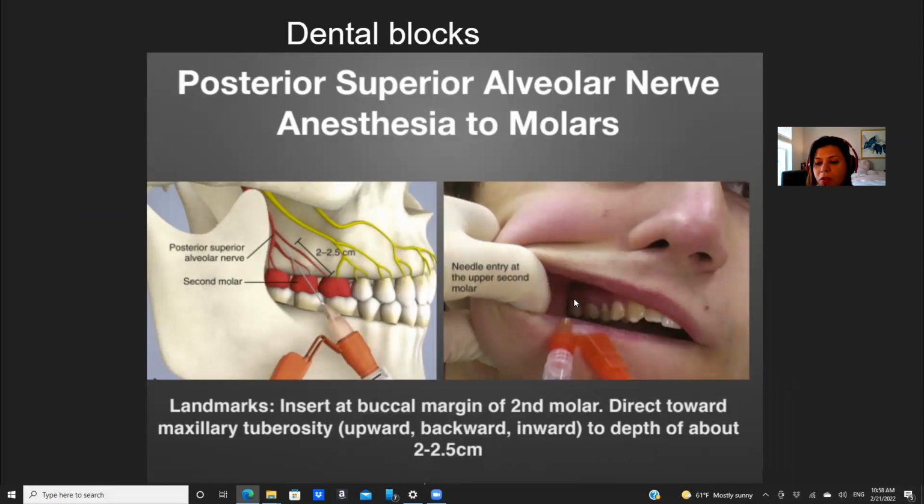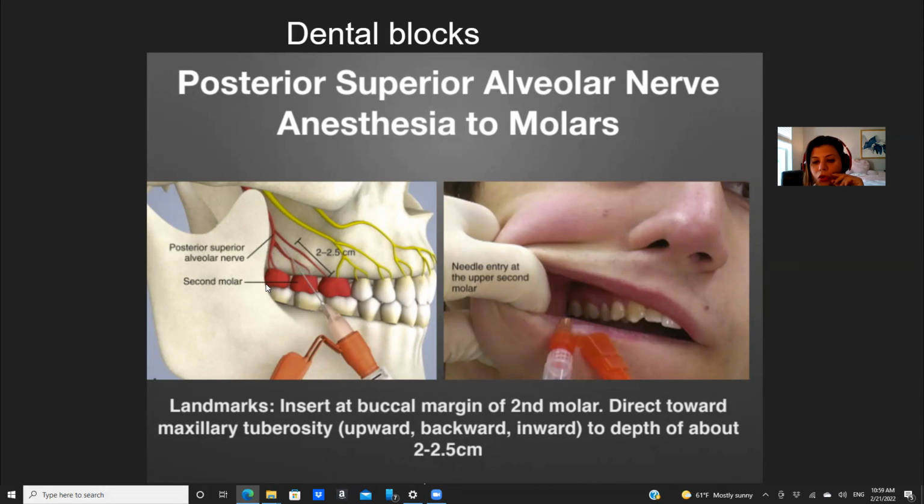Okay, I'm going to be talking about only 2 dental blocks in this video presentation. The posterior superior alveolar nerve block. And the reason is to achieve anesthesia to the upper molars. As you see in this picture, the molars that are in red, this is the area that will go numb if you have a successful posterior superior alveolar nerve block.